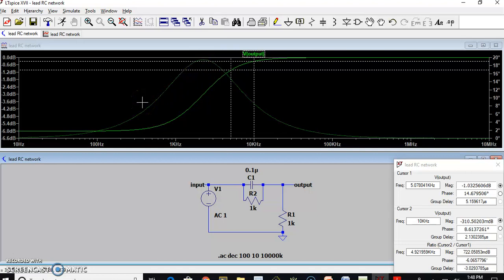So this way we can design any circuit for the required amount of phase lead or lag depending on the application. We'll see in the next video an all pass filter, which will have peculiar characteristics in terms of frequency response.